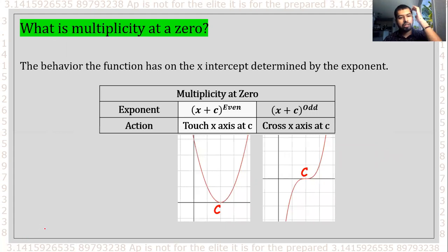Okay, all right, so go ahead and pause the video right here and write this down. This is going to be very, very helpful when we're talking about multiplicity, and it's going to help us sketch. So go ahead and pause the video right here and write these in your notebook.